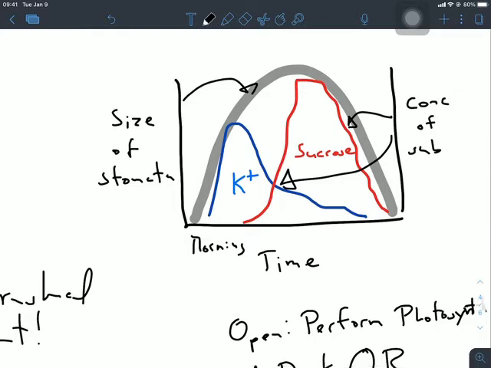Kind of cool that since you can't regulate where you're pumping the water, you can regulate where you're pumping the ions, and the water will follow where the ions go. And so there's a rapid influx of potassium that causes the stomatal opening to increase.